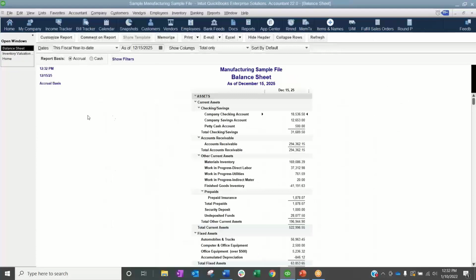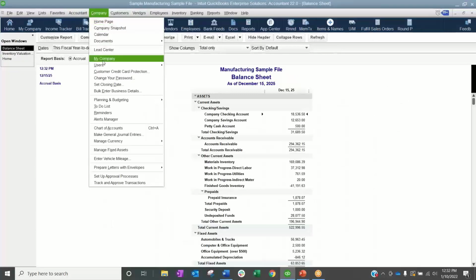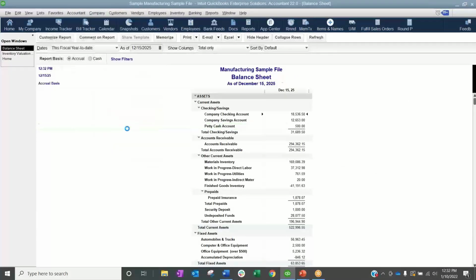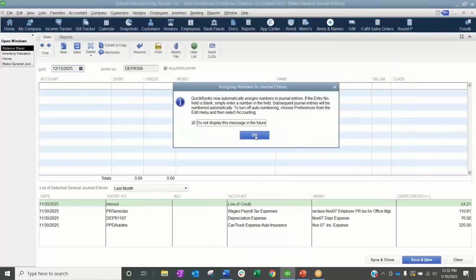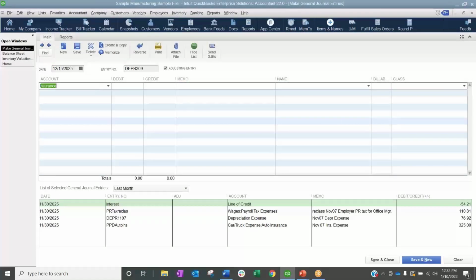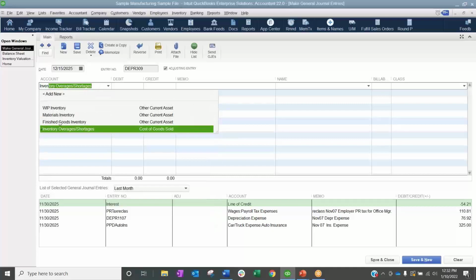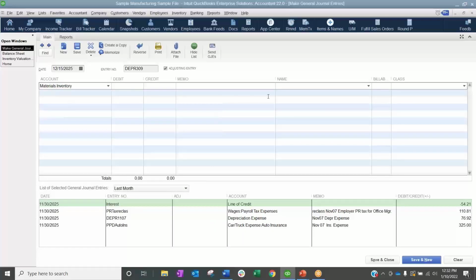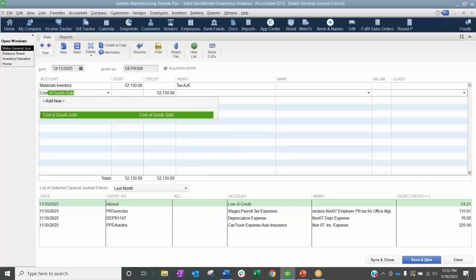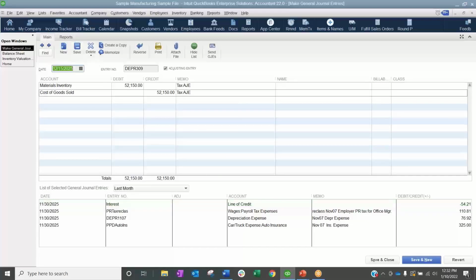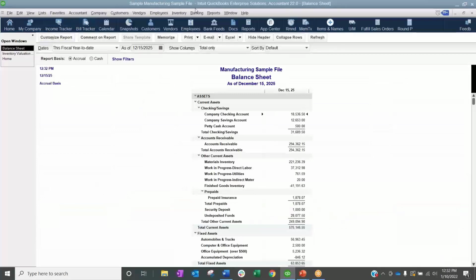Okay, and then of course the most common thing that we see is journal entries, thanks to our people who tell us to go in there and do an adjustment to inventory at year end, right? Tax, AJE. We don't want to do that. We need to know what these things are. The materials inventory and my offset is going to be cost of goods sold. Let's just say save. So these are the three most common things we see.